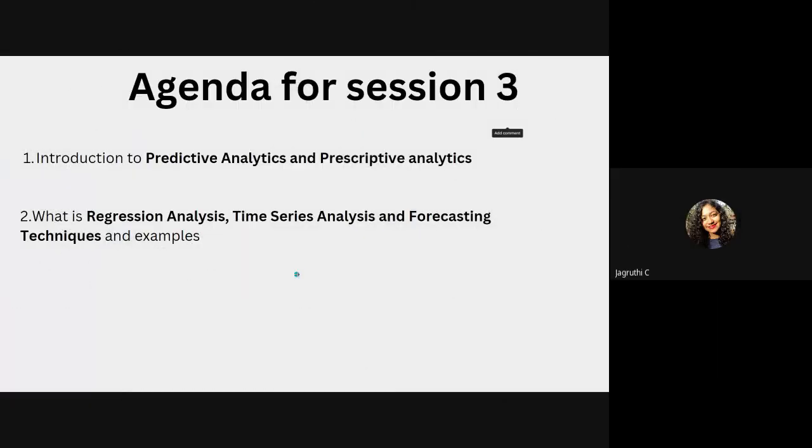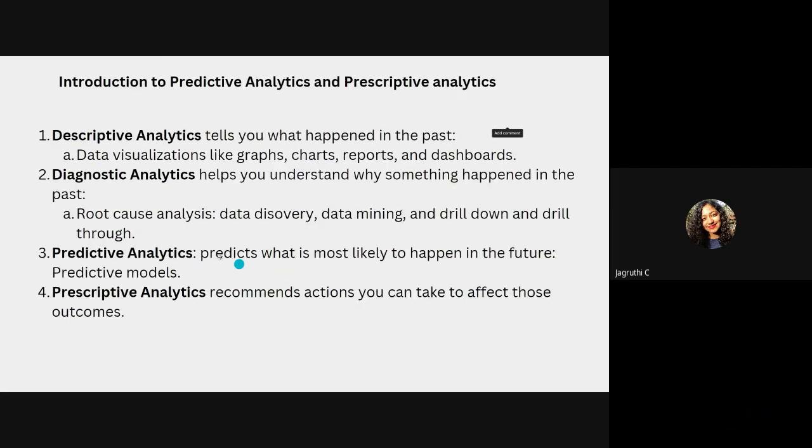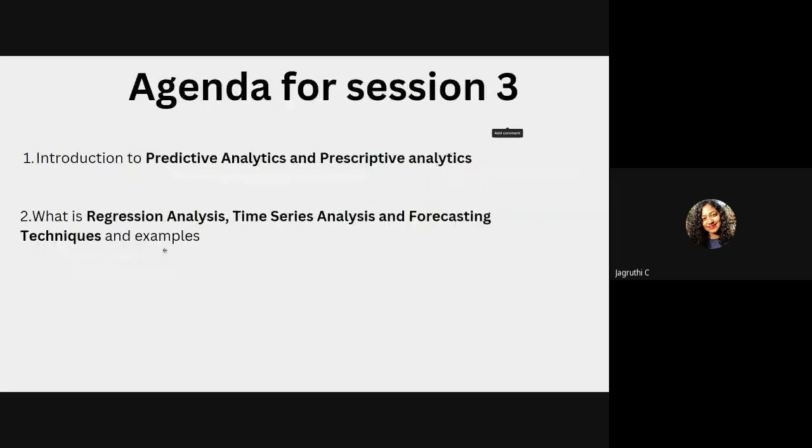So in today's session, I will take you through the basics of what predictive analytics is, what prescriptive analytics is, and there are four types of analytics ways in which you can actually apply these. I'm going to take you through those, and also we'll look at a couple of examples, and I'm going to tell you what regression analysis is, time series analysis, and forecasting techniques, and how these are actually used in real-time examples here.